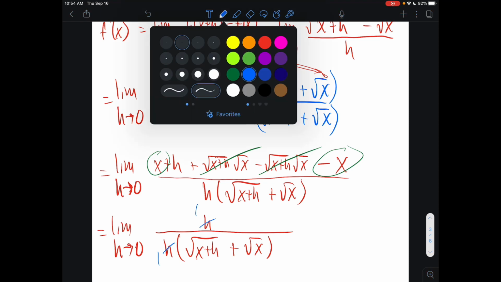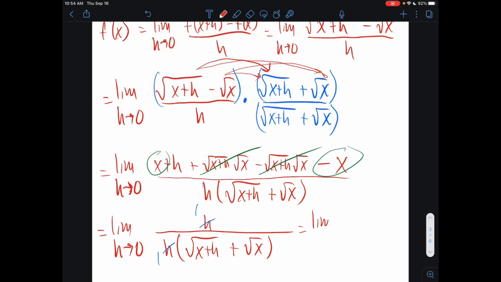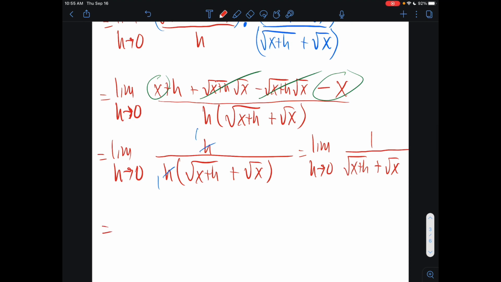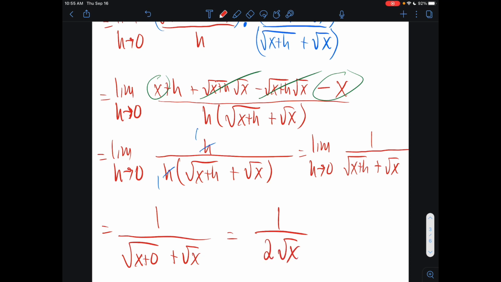So I end up with the limit as h approaches 0. Notice I still have that limit that I keep writing along these steps. You want to do that as well. And then in the denominator, I have the square root of x plus h plus the square root of x. And now when I plug in h equals 0, because I can use direct substitution and continuity, I get 1 divided by the square root of x plus 0 plus the square root of x. And this gives me 1 divided by 2 of those square root of x's.